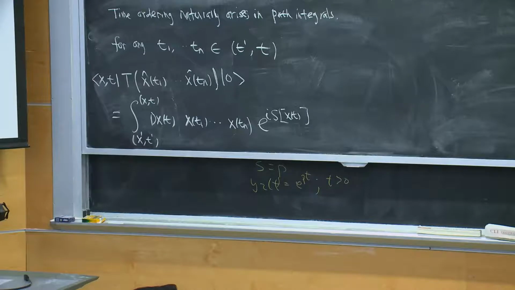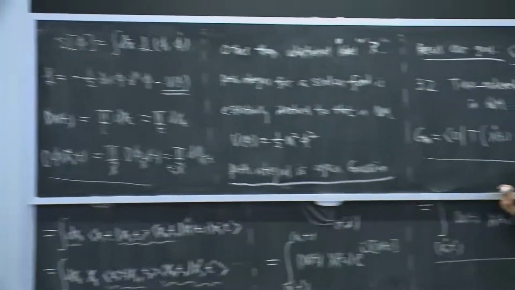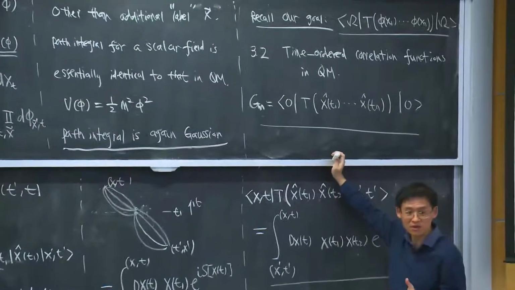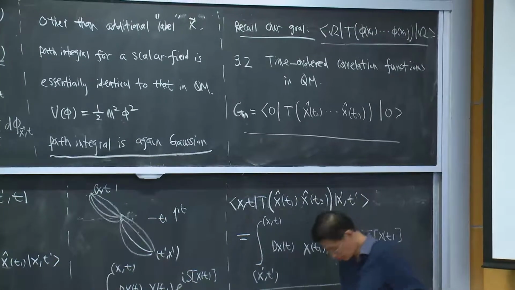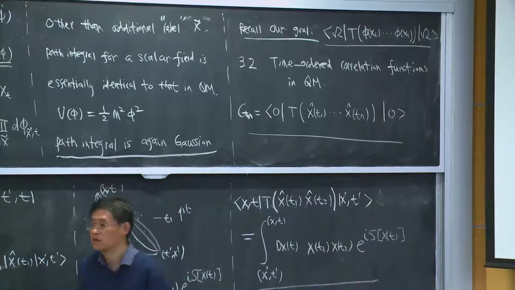So that's why we said earlier that using path integral, our goal is to compute this object. So that's why using path integral to compute it is very natural, because the time ordering is just very natural from the point of view of path integral. Okay, yes?